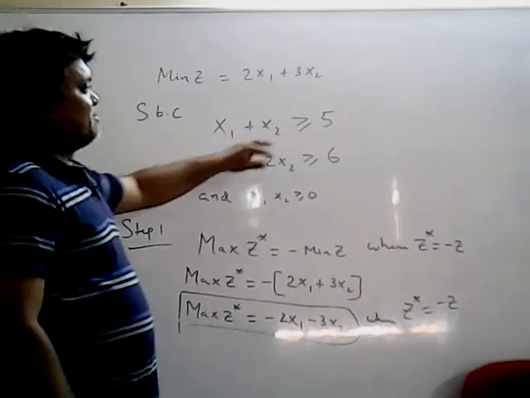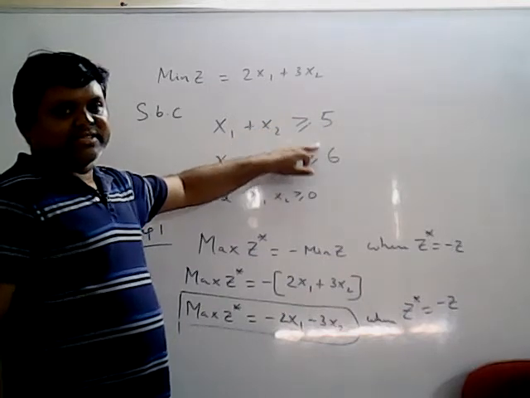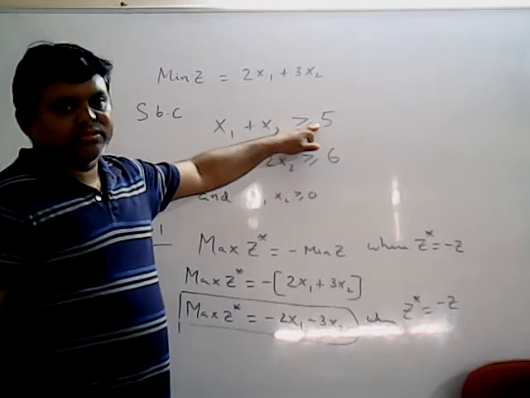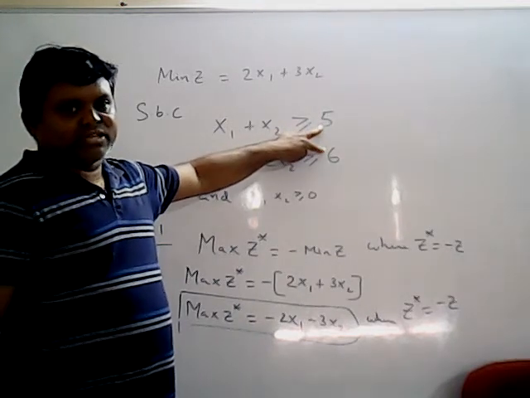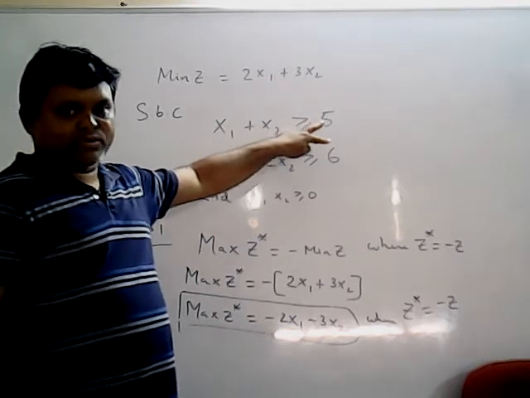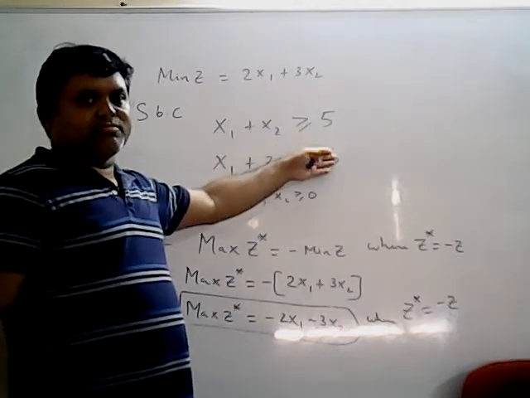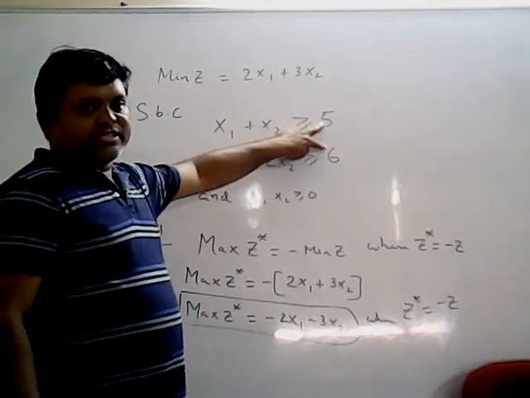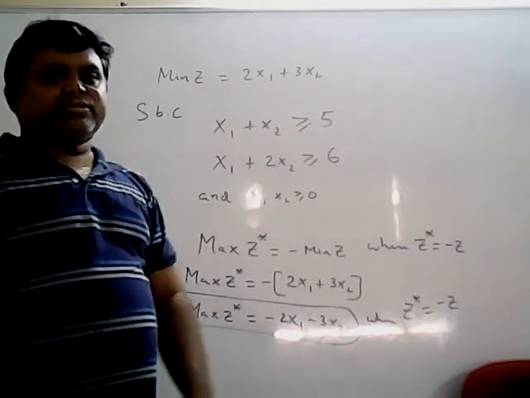What is step number 2 in the simplex method? Check the right hand side values. If any value is negative, then multiply that constraint by minus 1. If all the values are positive, you can ignore step number 2. Here I said both the values because only two constraints are there. In this case, 5 and 6, both are positive, so you can ignore step number 2.